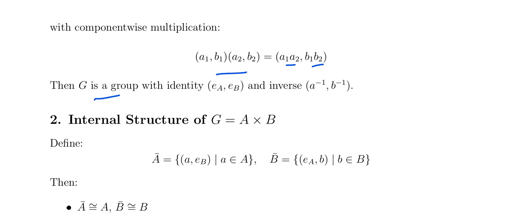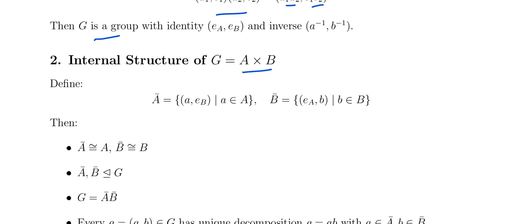G is a group with identity (eA, eB), where eA is the identity element of A and eB is the identity element of B. The inverse (a inverse, b inverse) is the element corresponding to capital A and capital B. And this is the internal structure of A cross B.